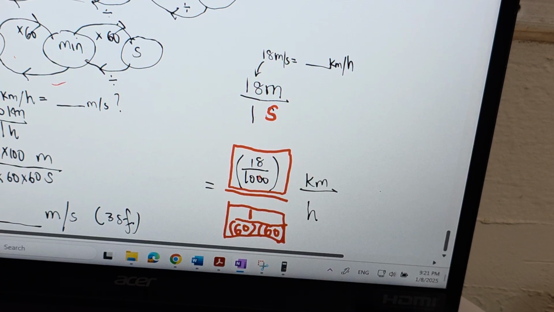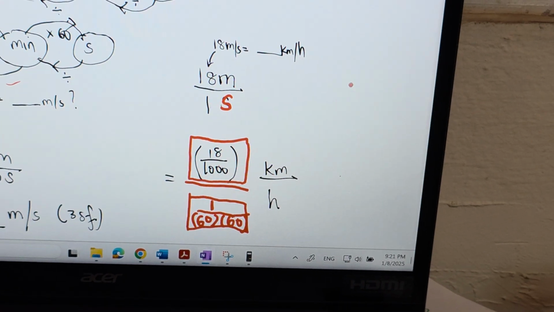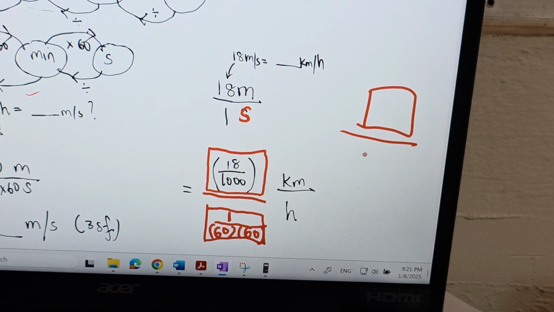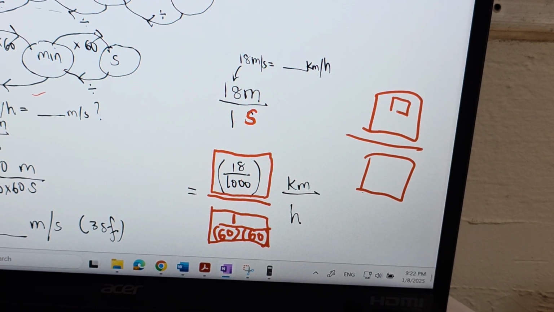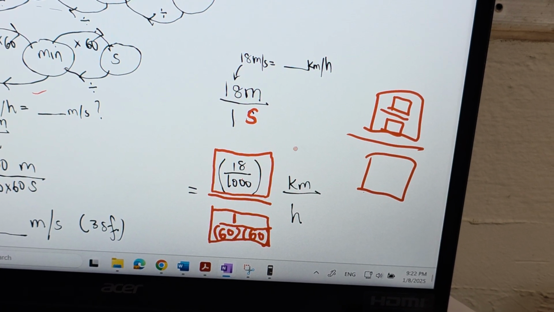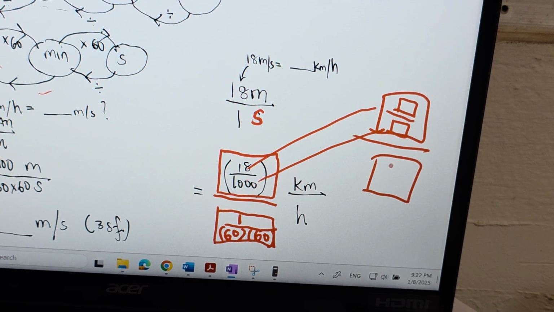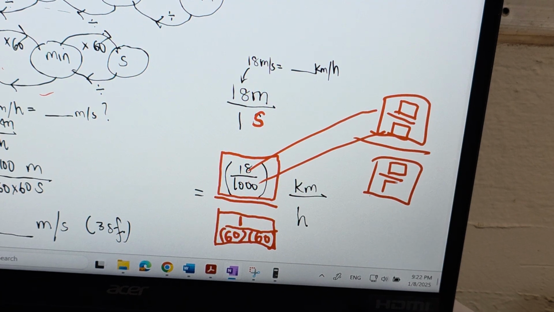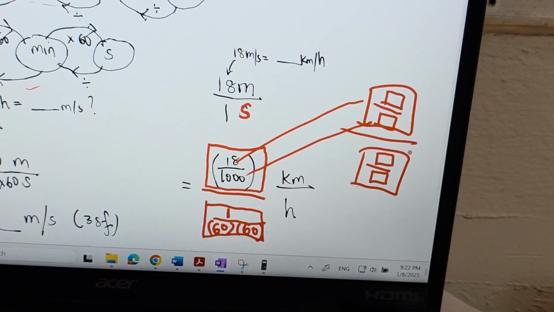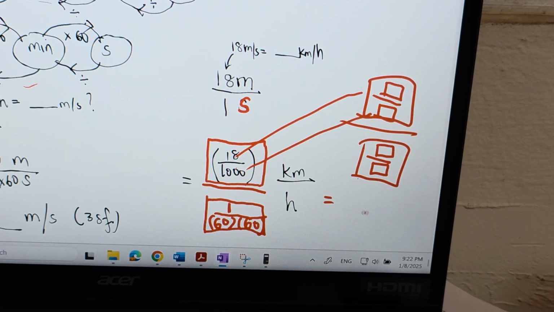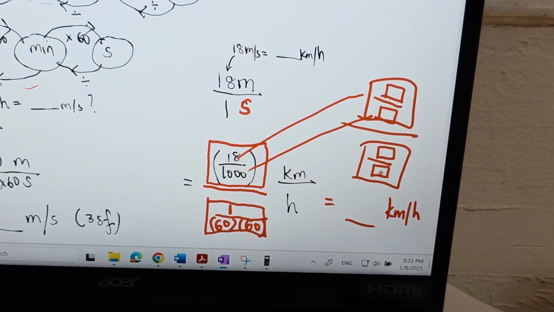So you press your calculator. You no need to do manual calculation. You press this button, then you put your cursor here and press this button again, this will come out, and then you key in this, and this, then you put the arrow button down, and key in this one, and then you key in 60 times 60 here, then you press equal, and it will straight away give you the answer in kilometer per hour. Again, if the answer is not exact, you change to 3SF.